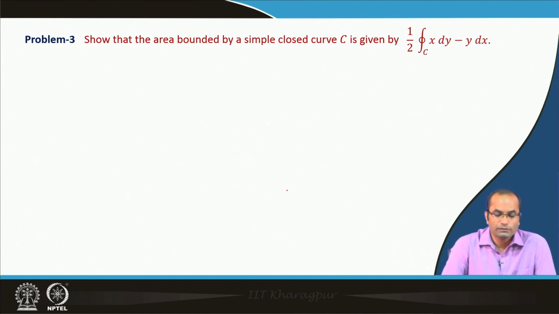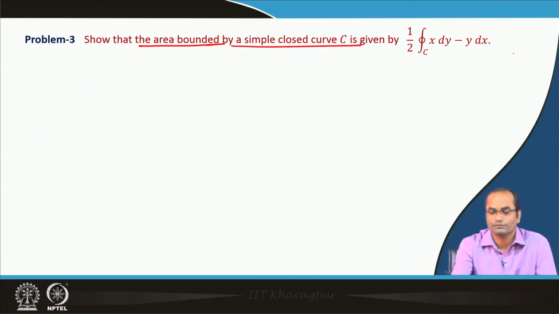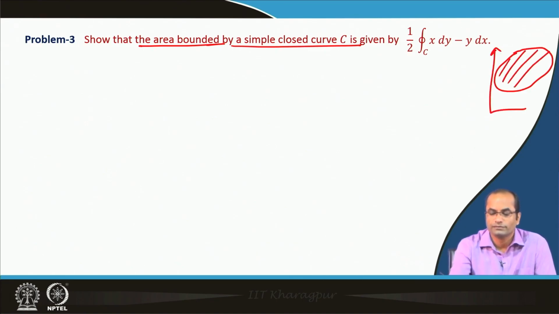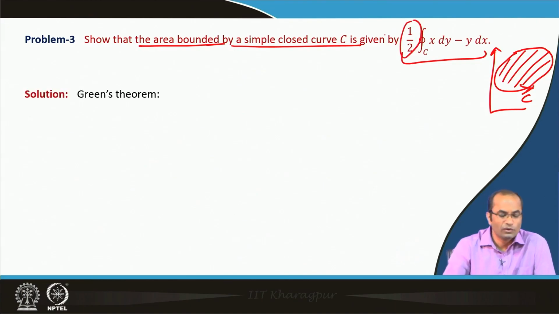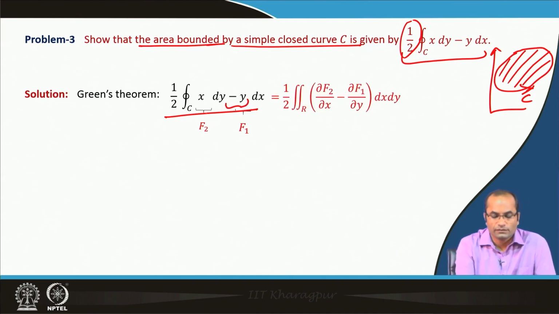Well, so another problem where we will show that the area bounded by a simple closed curve C can be computed by this integral, which is the integral of x dy minus y dx, with this factor of half. Okay, so, Green's theorem says that for this line integral, we will take this f2 and this will be f1 with minus sign, that is, the half is already there.